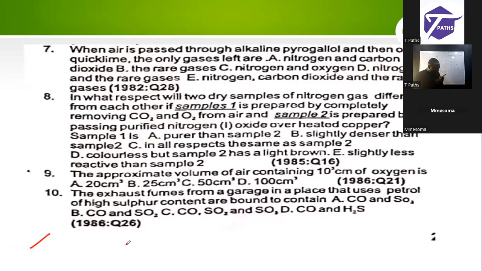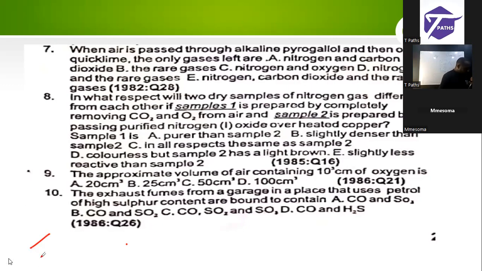When gas is passed through alkaline pyrogallol and then over quicklime, the only gases left are what? So when you pass it through pyrogallol, we know that we remove what? Oxygen and water vapor. Then you are passing it through quicklime. Now quicklime we take what? CO2. Quicklime takes CO2. What do we have left in the gas is nitrogen and the rare gases.